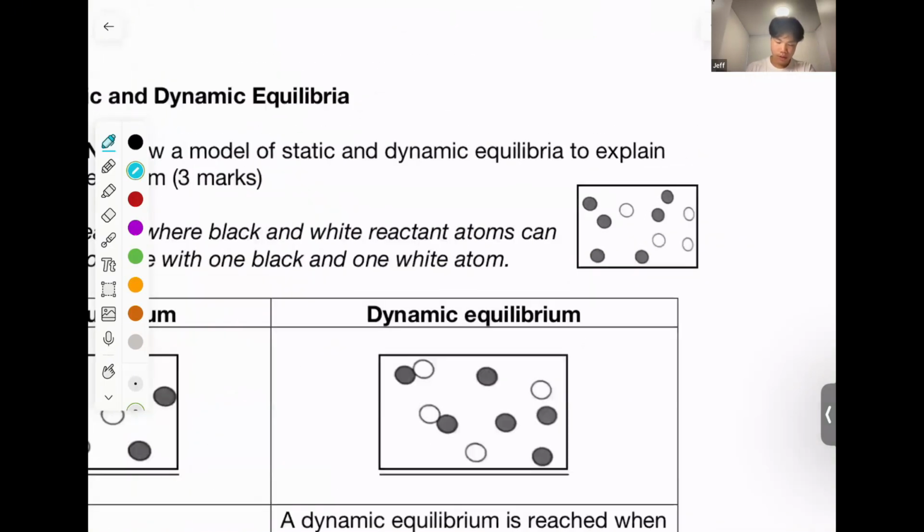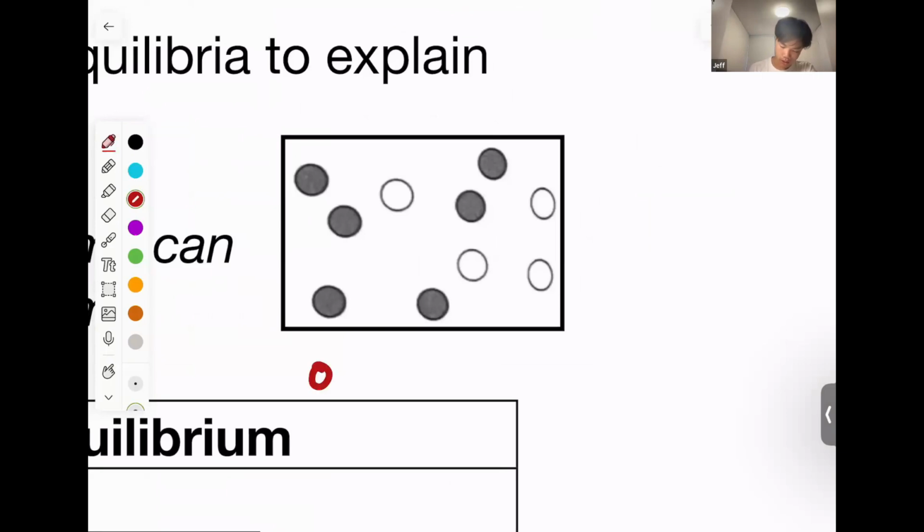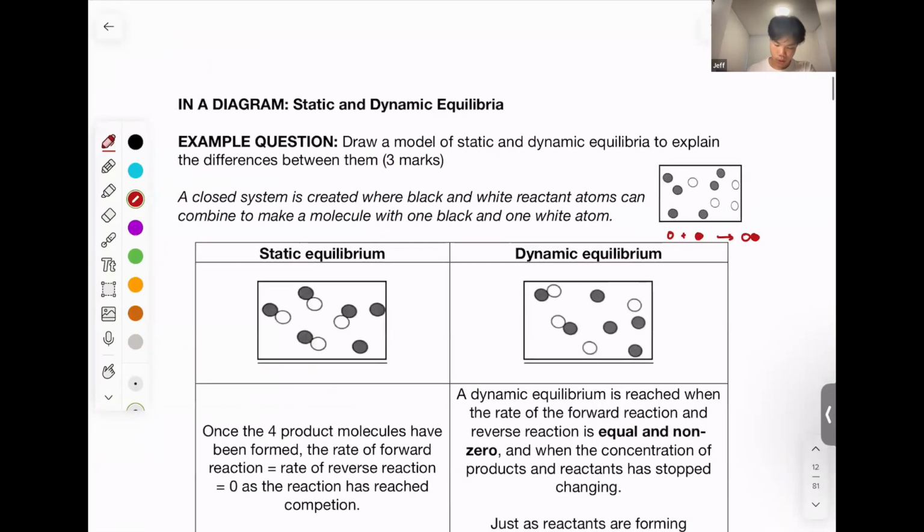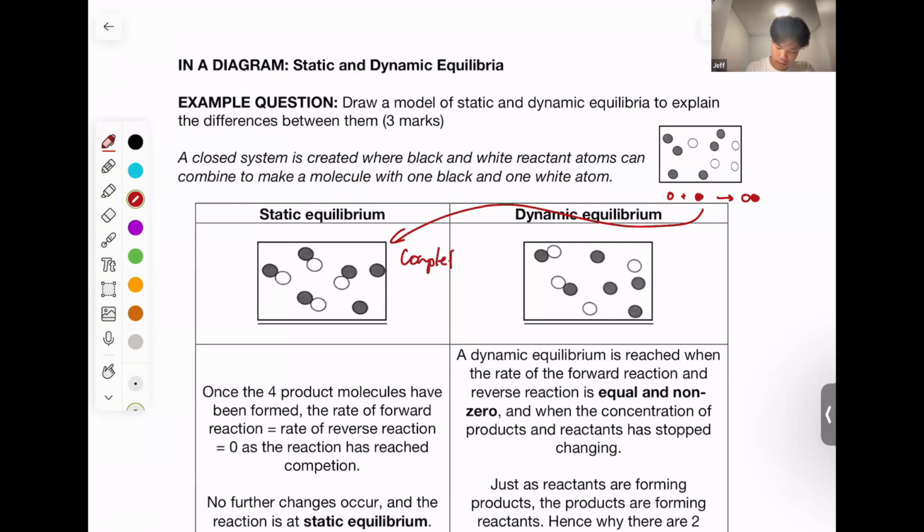In this system, you're shown white dots that react with black, I'll call them atoms. A white atom reacted with a black atom to form a white and black atom attached as a molecule. In a static equilibrium, you show the reaction goes to completion. This implies, in this case, that 1, 2, 3, 4 molecules are formed, consuming 4 of each atom. And that leaves over 2 black atoms as excess. So this reaction would have gone to completion in this diagram.